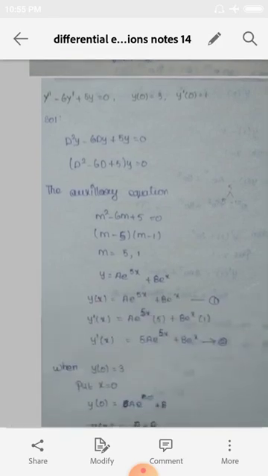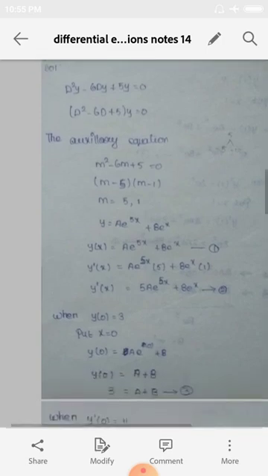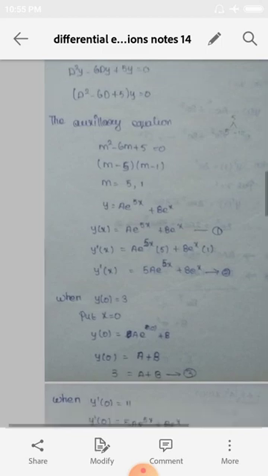First find the complementary function. After finding the complementary function, write y(x). In this problem, y(x) is a e^(5x) + b e^x. Mark y(x) as equation number 1. And next find y'(x).